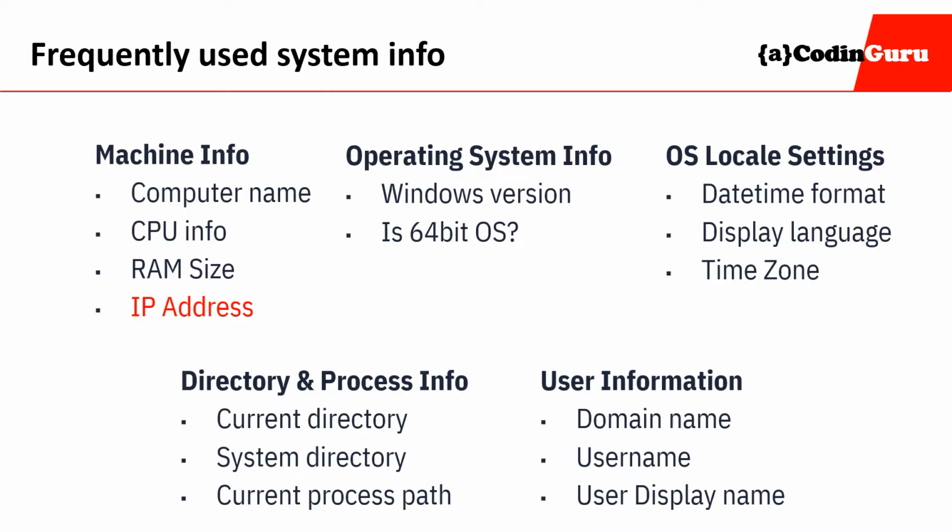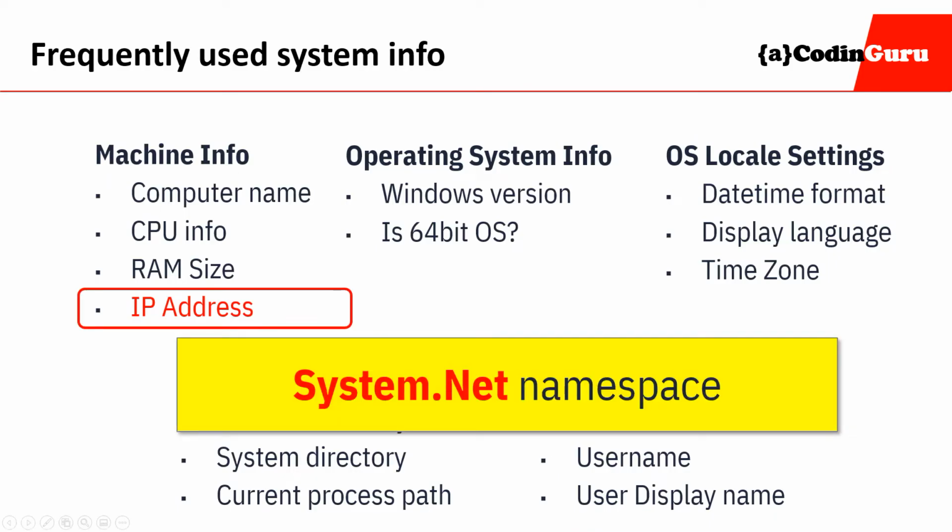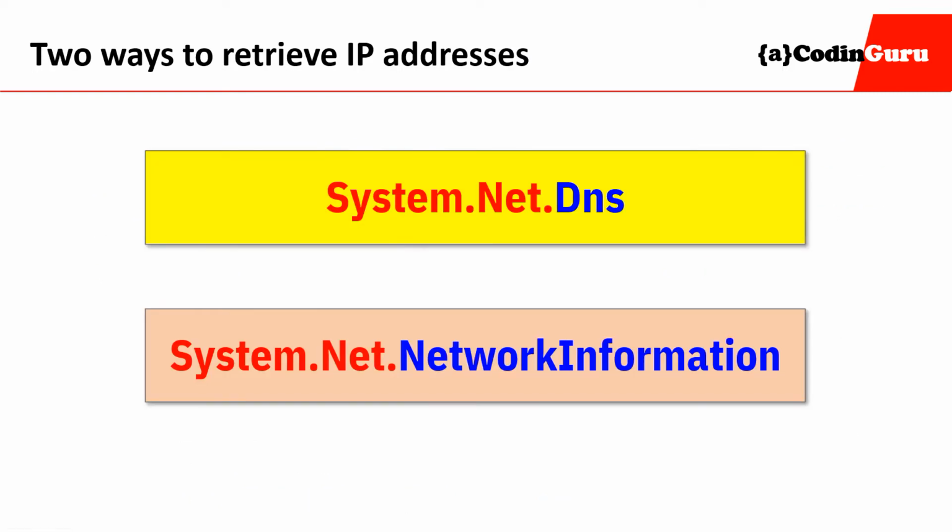To access IP addresses, we're going to use the System.Net namespace. In fact, there are two classes that could be used to retrieve IP-related information. The first one is the System.Net.Dns class, and the second one is the System.Net.NetworkInformation class. The System.Net.Dns class is a straightforward method to list all IP addresses, including IPv4 and IPv6, that are available on your machine.